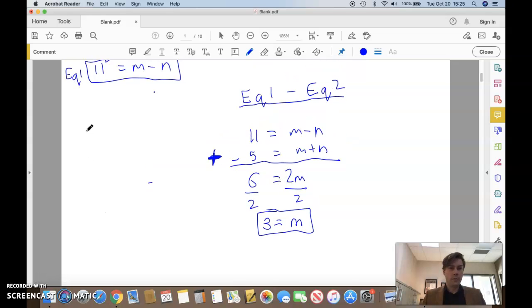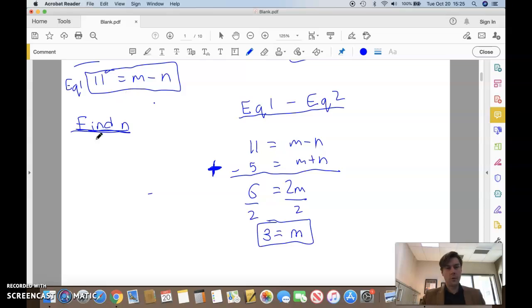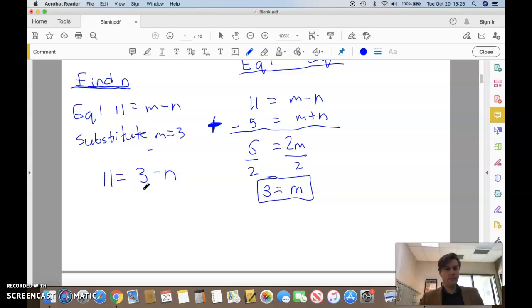That's good. We just need to do one more thing. We still have to find n. That's not so bad. I'm going to use equation 1. So equation 1 is 11 equals m minus n. And I'm going to substitute m equals 3 into the equation. So 11 equals 3 minus n. And so I'm going to subtract 3 from both sides. I get 8 equals negative n. So you can get rid of the negative n by multiplying by negative 1. Multiply by negative 1 on both sides. And I get negative 8 equals positive n.